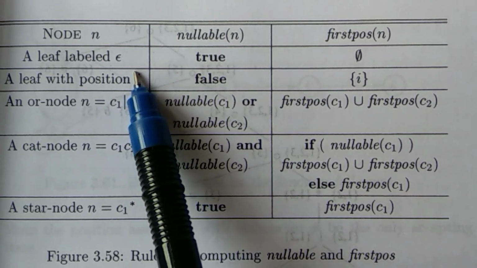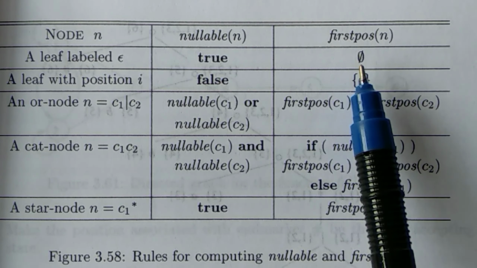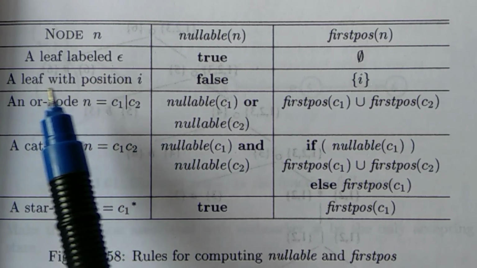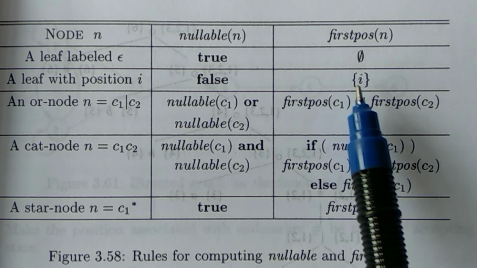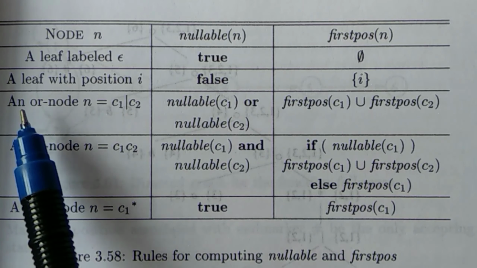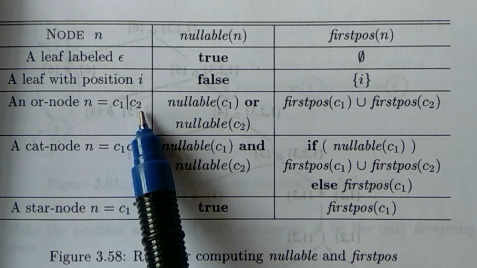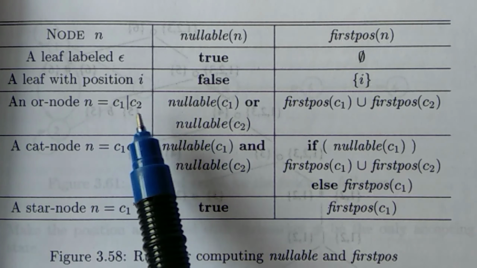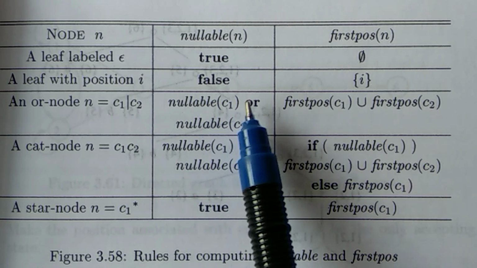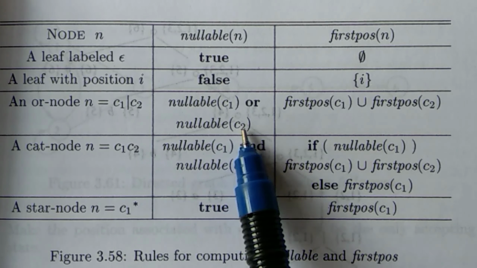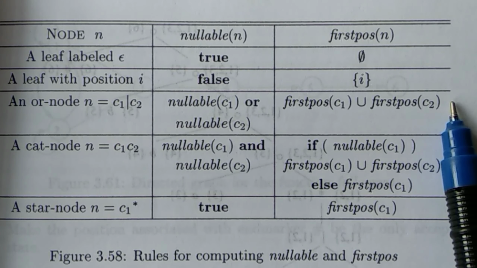For a leaf node epsilon, nullable of n is true and first position of n is the empty set. For a leaf with position i, nullable of n is false and first position of n is {i}. For an or node n equal to C1 or C2, nullable is nullable of C1 or nullable of C2, and first position is first position of C1 union first position of C2.